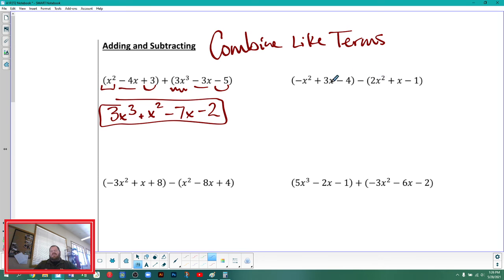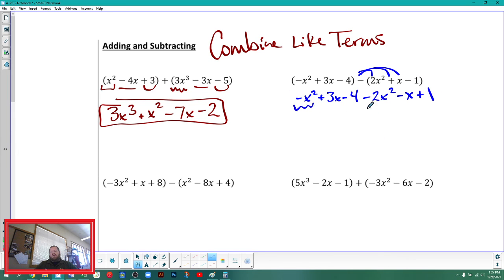The next one is subtraction, and there is something that I have to do when I have that. But I am going to get rid of all my parentheses. I have a -x² plus 3x minus 4. I don't do anything with the first one, but with the second one, I distribute a negative. I have -2x², -x, and -1.